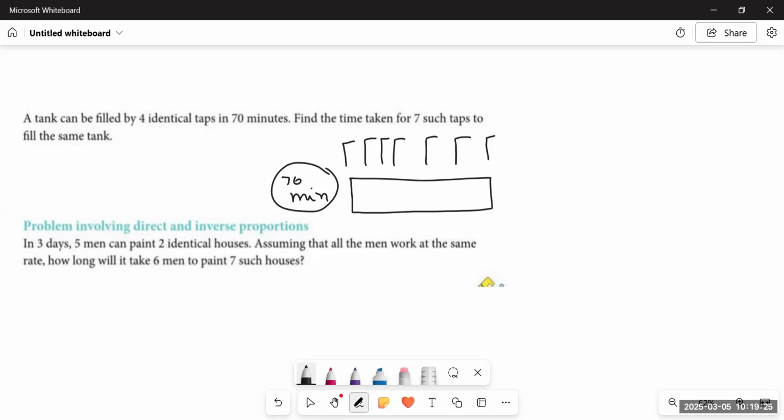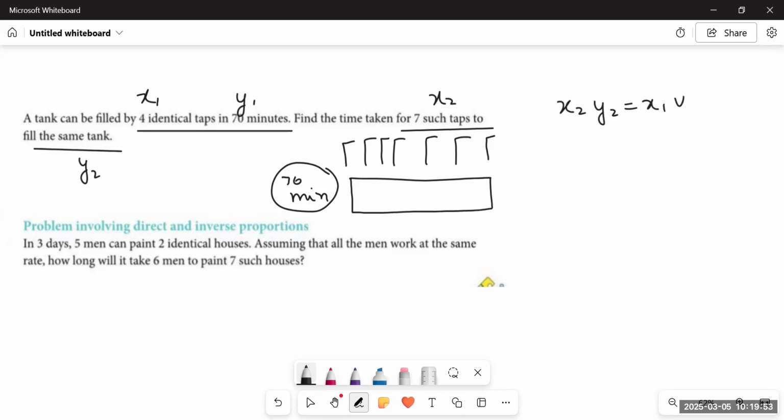So this is called the inverse relation. In this case, we have to take the first two quantities and mark them as x1, y1. Then for the second one, we do the same, but this time the number of taps becomes x2 and the time becomes y2. So what are we going to do? We will write it as x2, y2 equals x1, y1. Now it will be easier for you to understand and just substitute the values.